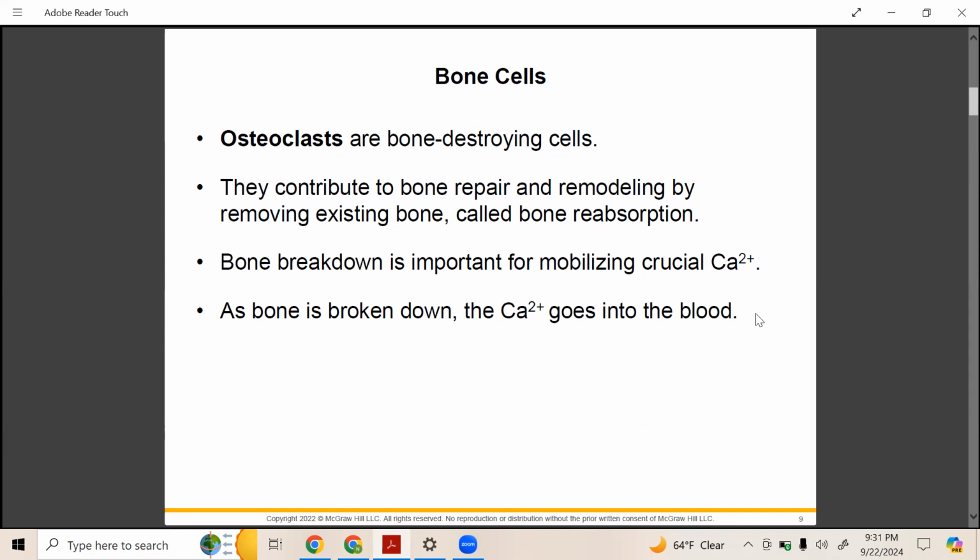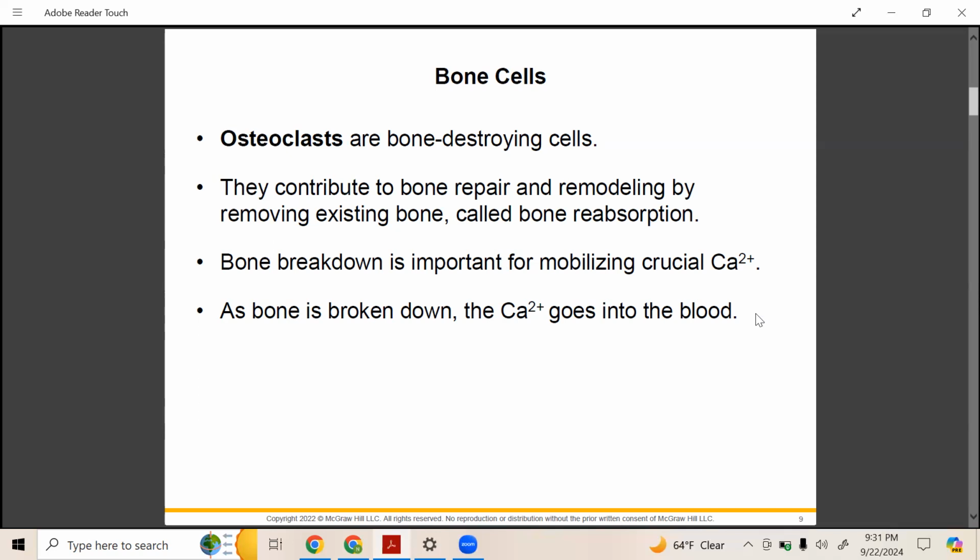Osteoclasts, remember clasts crush, these are going to be our bone destroying cells. So when our bones are going through repairing or remodeling, which we'll discuss the difference in a bit, our clasts are what remove our extra or existing bone, and we call this reabsorption. Even though the clasts are breaking down bone, we aren't necessarily just getting rid of that. We're more recycling it. So that's why it's termed reabsorption.